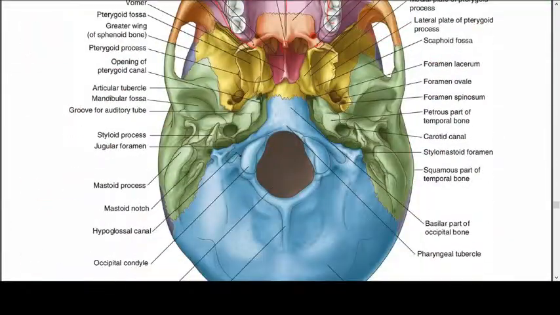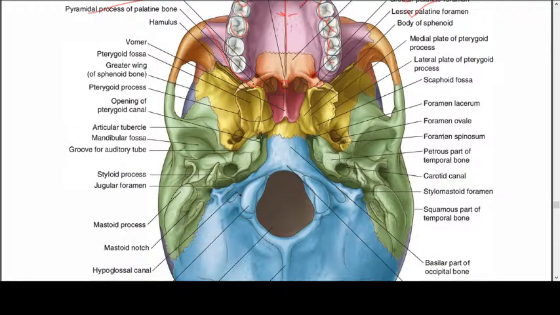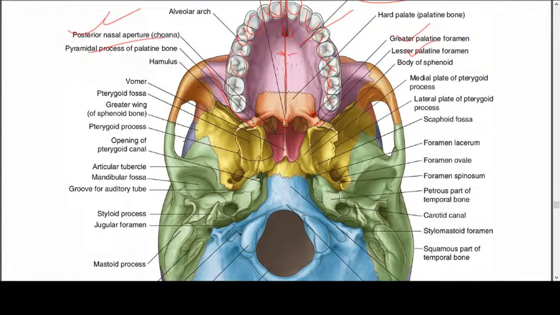Let's see. Which one is the vomer bone? I need to understand what the vomer bone and the sphenoid bone are. So the middle of the skull consists of the sphenoid bone and the vomer bone. Where is the vomer? I'm not getting the vomer bone. Okay, here it is. This pink structure is called the vomer bone. So the middle part consists of the vomer bone and the sphenoid bone. I guess this is the sphenoid bone.